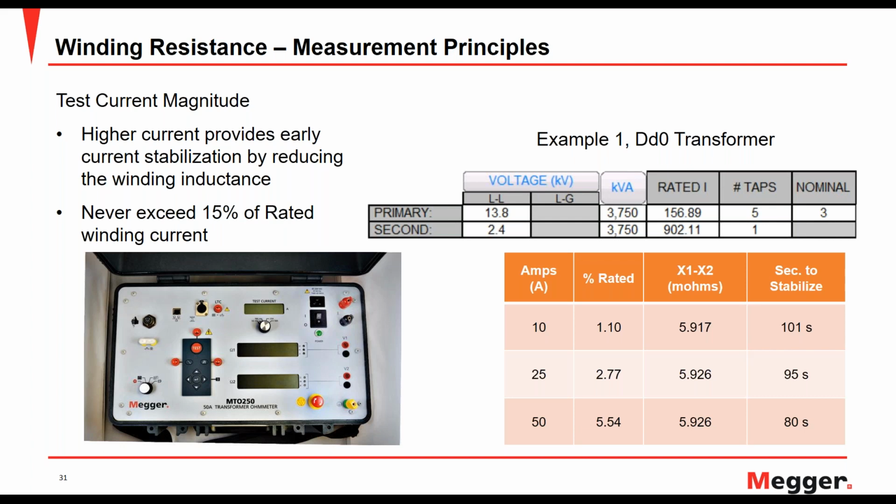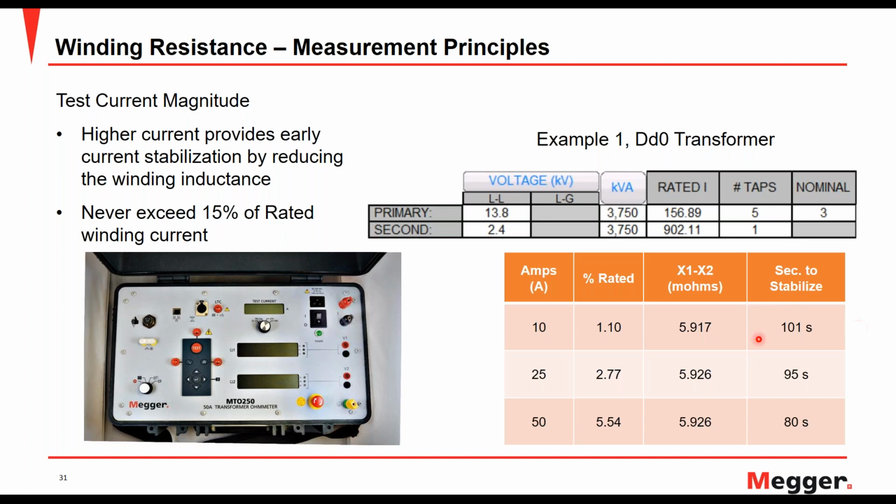So let's quickly take a look at an example. Here we have a transformer that has delta windings on the primary and the secondary side. So it's 13.8 kV on the primary side and 2.4 kV on the secondary side. This transformer was measured for winding resistance using 3 different values of test current. Initially, a value of 10 amps was used and a resistance of 5.917 milliohms was measured. It took about 101 seconds to stabilize.